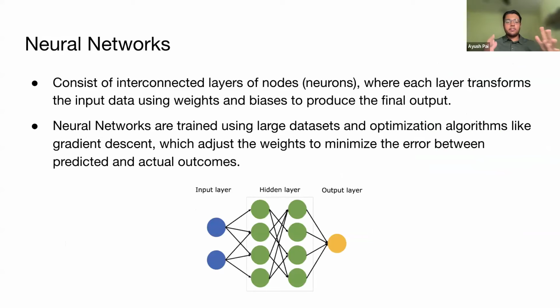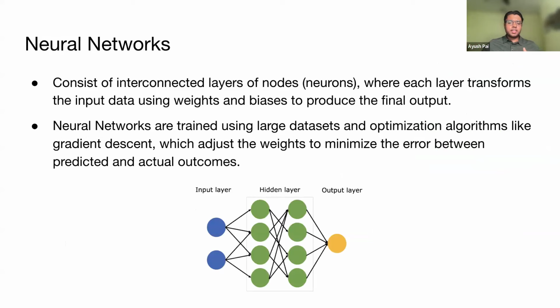But just to help you understand how these neural networks work, really quickly, they consist of interconnected layers of nodes, also known as neurons, where each layer transforms the input data using weights and biases to produce the final output. A typical neural network architecture includes an input layer, one or more hidden layers, and an output layer.